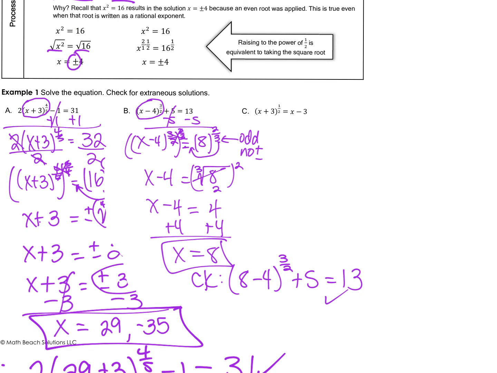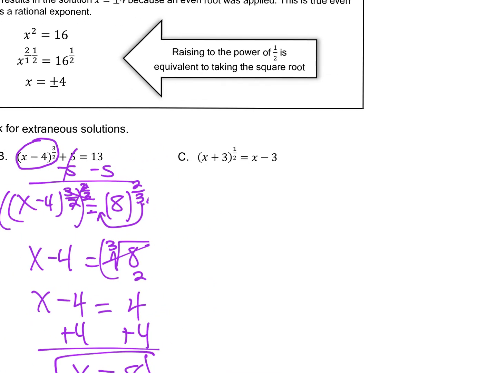All right, let's take a look at this third example. So again, first step is to isolate whatever is raised to the rational exponent. So my base is x plus 3. Notice it's already isolated, so I can go straight into raising it to the reciprocal power. The reciprocal of 1/2 is 2 over 1, but I would highly recommend just putting a 2 there. So it's the same thing. So I'm going to square both sides.